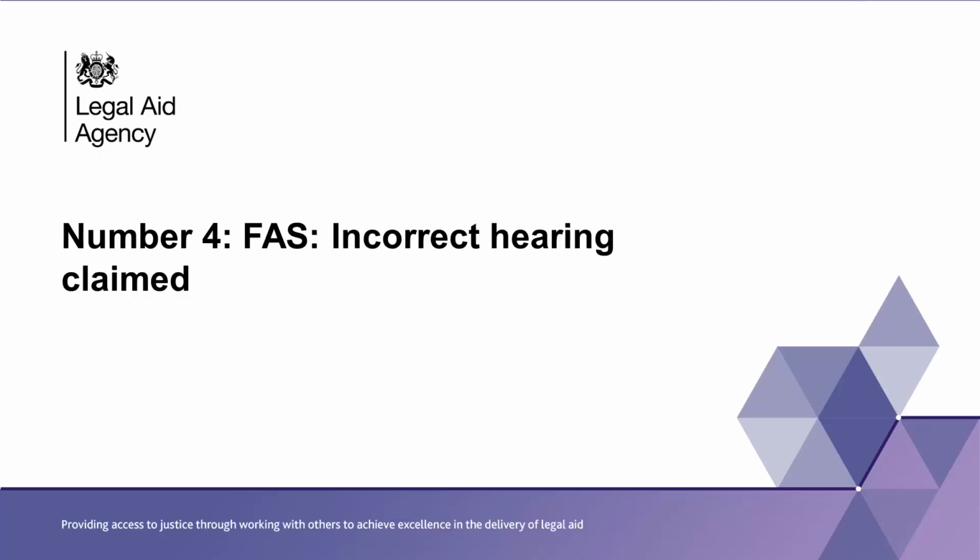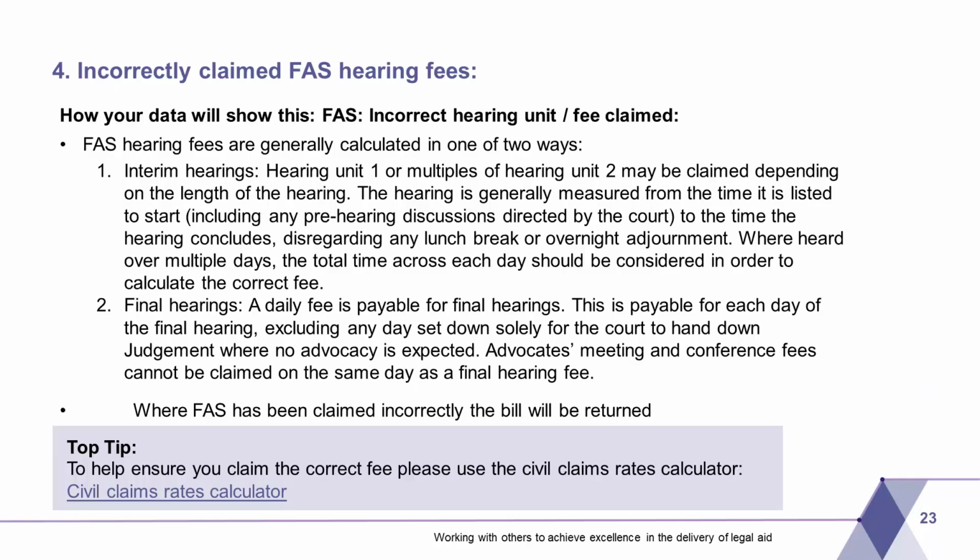The fourth most common reason for reject is for FAS incorrect hearing unit being claimed. Hearings are calculated on either a unit-based fee for interim hearings and a day rate for final hearings. Interim hearings attract a Unit 1 hearing fee for hearings less than 1 hour, a hearing Unit 2 fee between 1 hour and 2.5 hours, or further multiples of a Unit 2 depending on the length of the hearing.